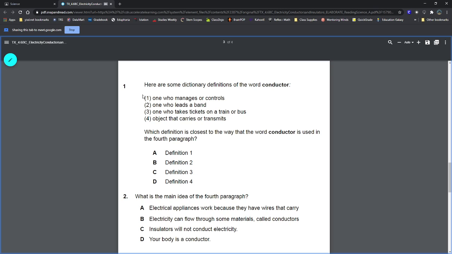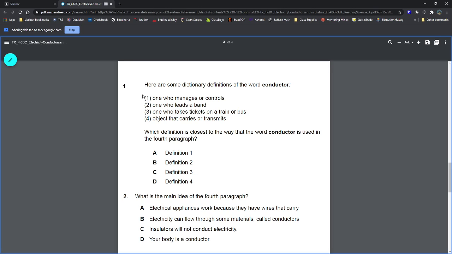Definition number 1, one who manages or controls. Definition 2, one who leads a band. Definition 3, one who takes tickets on a train or a bus. Definition 4, object that carries or transmits. So transmits means it sends it from one thing to another.